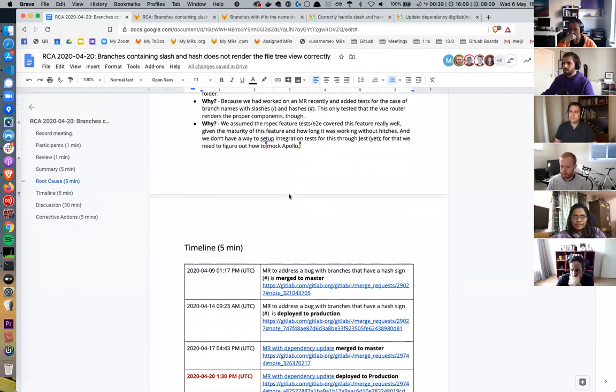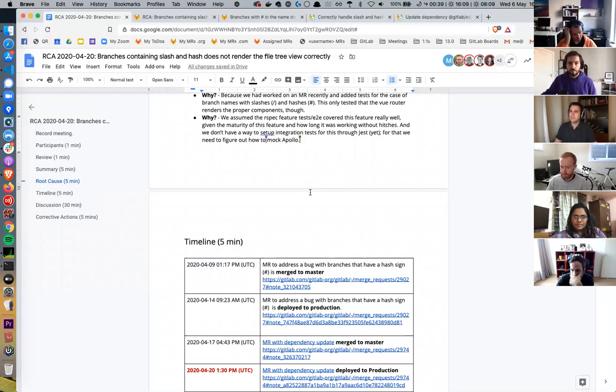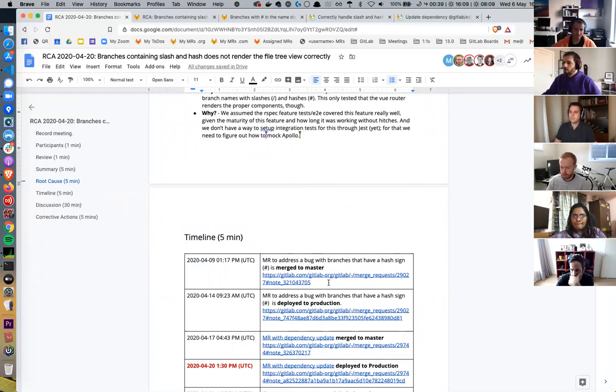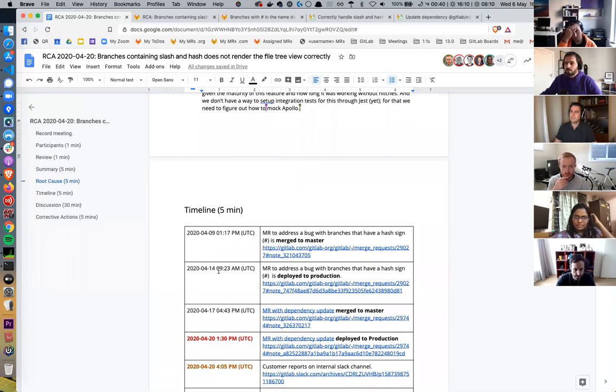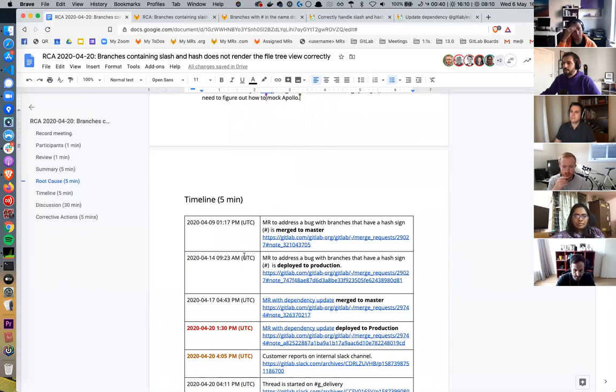So on the timeline, we can see that on the 9th of April, which is a few weeks before, we were working on a merge request that was meant to address the bug with branches that have a hash sign. This was merged into master on the 9th of April. That merge request was deployed into production on the 14th of April. Then no issues were reported after that deploy.